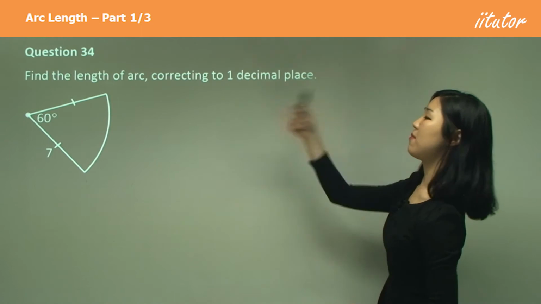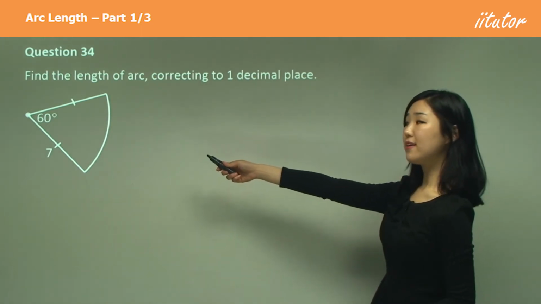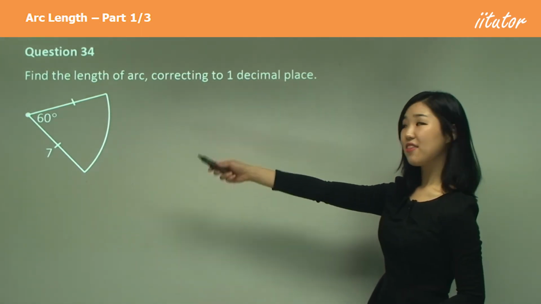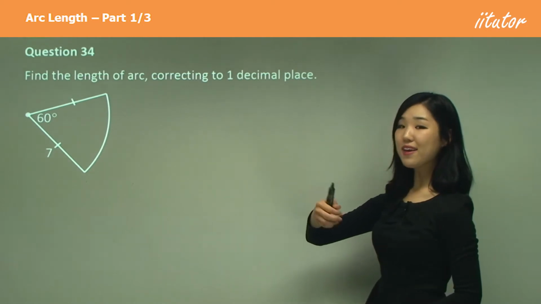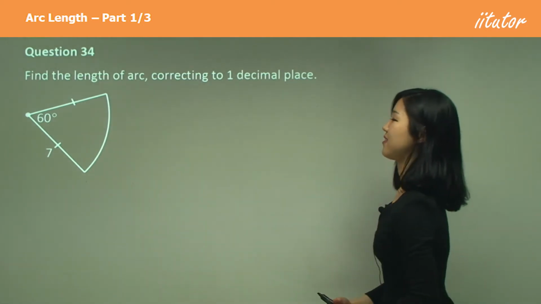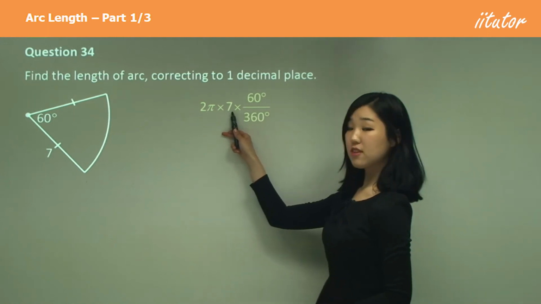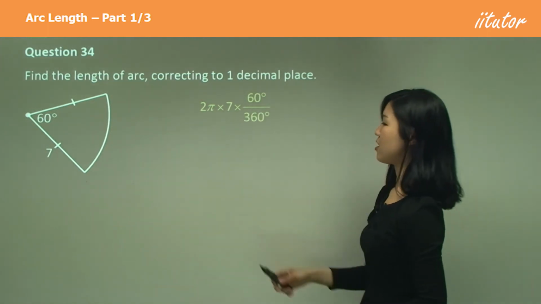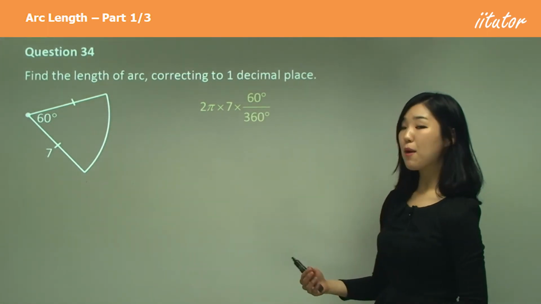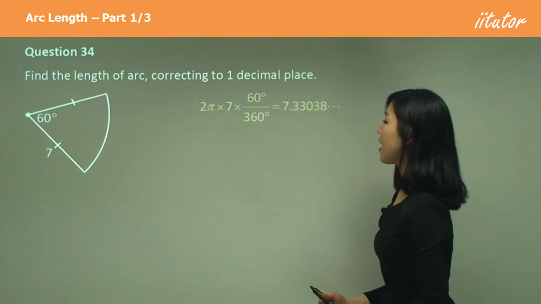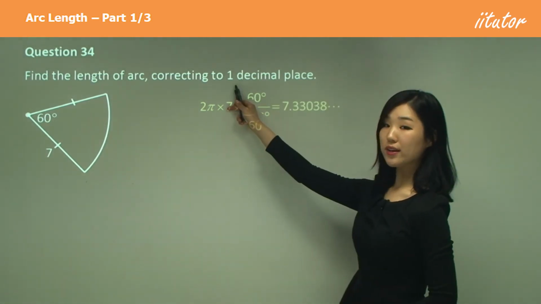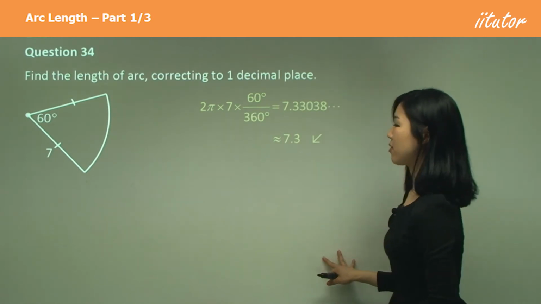So that's 33. 34, okay, this time the arc is going to be, what's the fraction going to be? The angle is 60, so it must be 60 out of 360. So 2 pi r, 7, times 60 over 360. This time, put it into your calculator and you get something like this. Correct it to 1 dp, it would be 7.3.